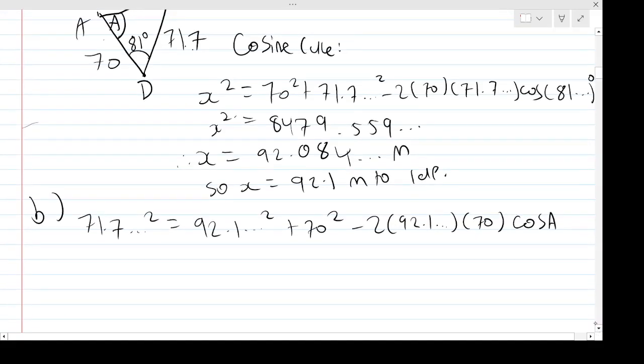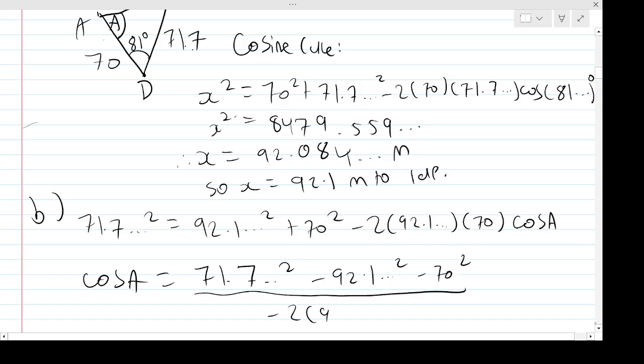Now, it is best to rearrange at this point for A before putting any numbers in, because if you do that, you can create more decimals than you want to deal with. So let's rearrange here before we get any more nasty decimals. So cos A is going to equal this 71.7 squared, take away the next two numbers here, and then divide by minus 2 lots of 92.1.